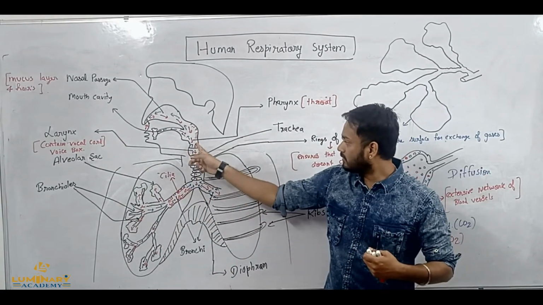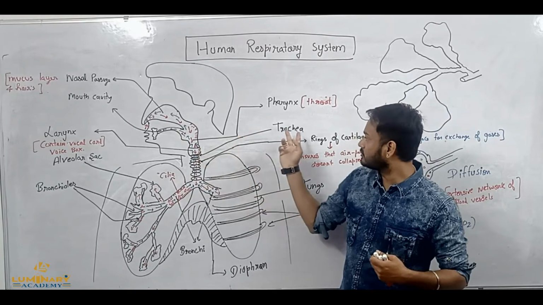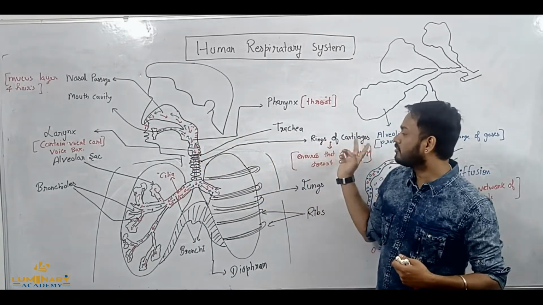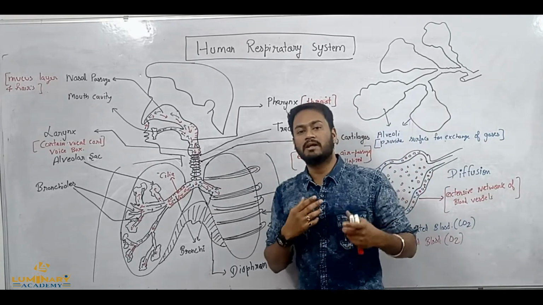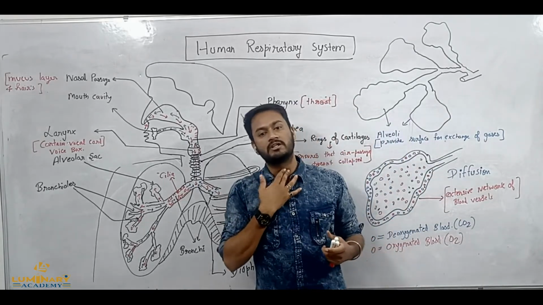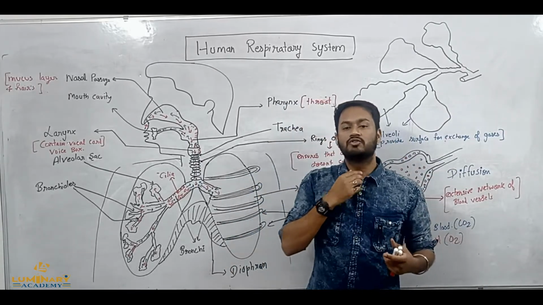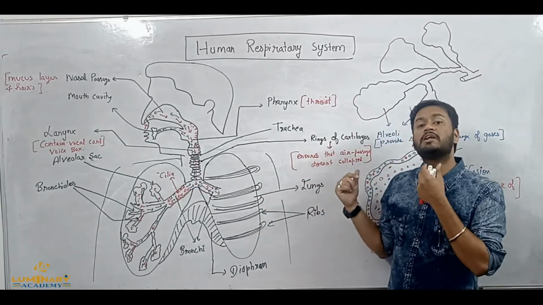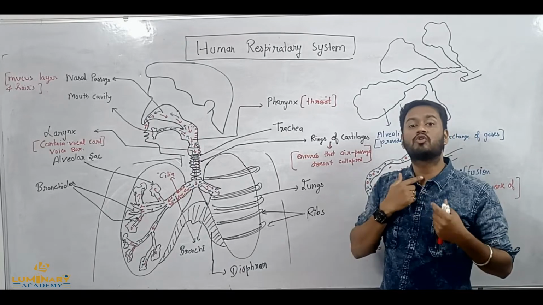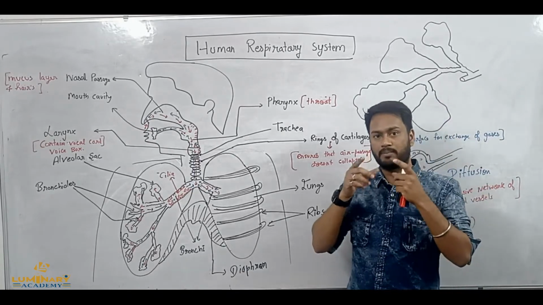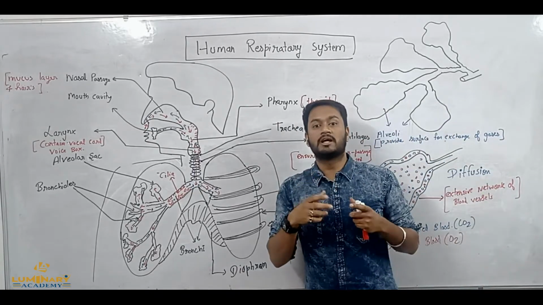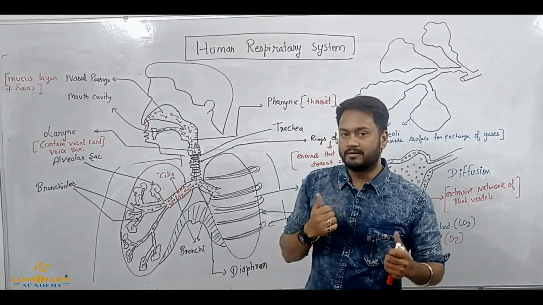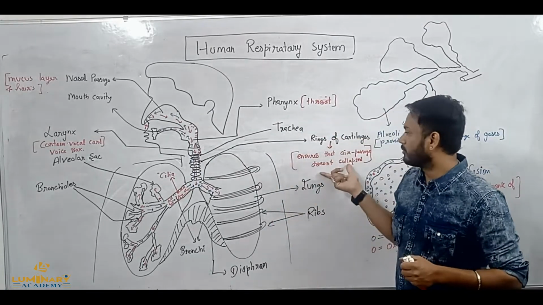Now, when the air goes inside it, the next is the trachea, which is supported by the rings of cartilages. The rings of cartilages are very important, which is here, which we can also feel here. So these rings basically ensure that the respiratory tract does not collapse. Means if anybody tries to press it, it doesn't allow the respiratory tract to be pressed easily, right? So this is basically for the protection.